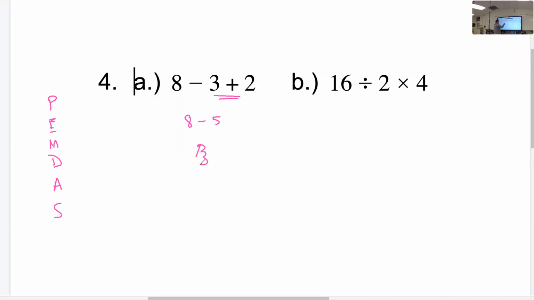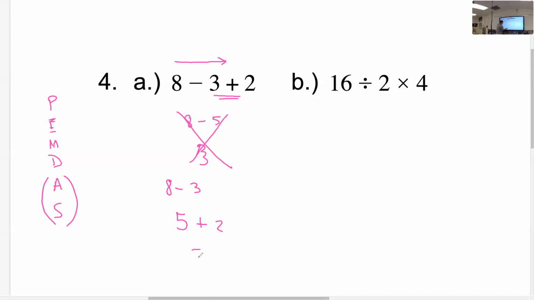And I'm not kidding, I caught the whole class, right? That's wrong. Okay? And what a lot of guys forgot was that this addition and subtraction are the same step. Okay? The addition and subtraction are the same step. So even though, right, the A comes first, I do them as I see them. I go from left to right. So the first thing I should do is 8 minus 3, which is 5, plus 2, which is 7. So the answer is not 3, the answer is 7.